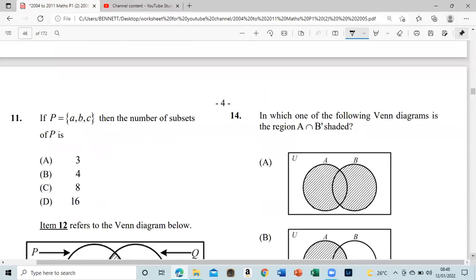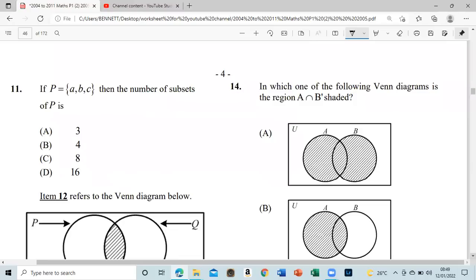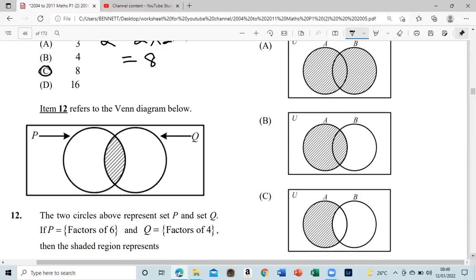If P is equal to ABC, then the number of subsets of P is, all right, so it's 3 elements. And find the number of subsets with 2 raised to the number of elements, which is 2 times 2 times 2, which will give us 8. So number 11 would be 8. Let's move on to number 12.